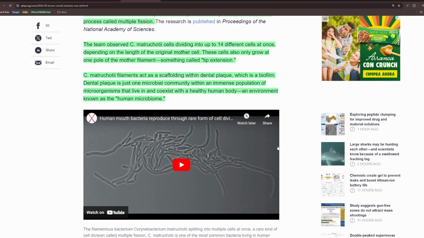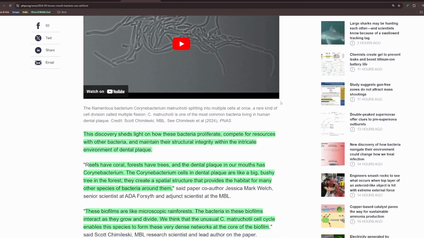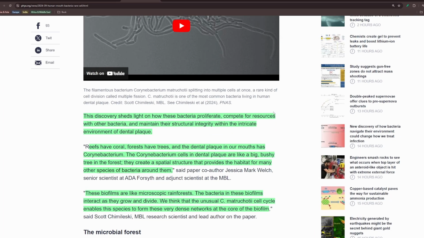Dental plaque is just one microbial community within an immense population of microorganisms that live in and coexist with a healthy human body, an environment known as the human microbiome. This discovery sheds light on how these bacteria proliferate, compete for resources with other bacteria, and maintain their structural integrity within the intricate environment of dental plaque.